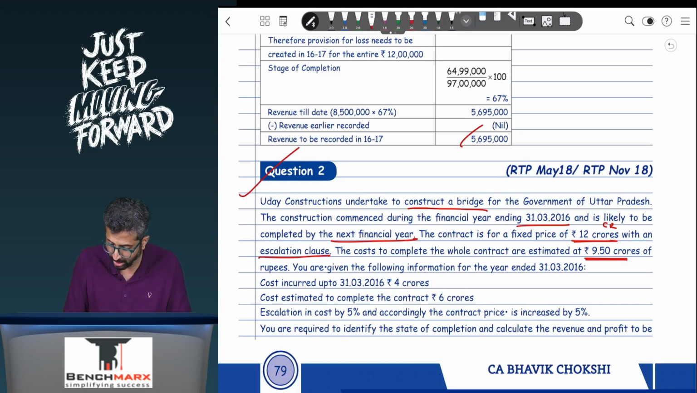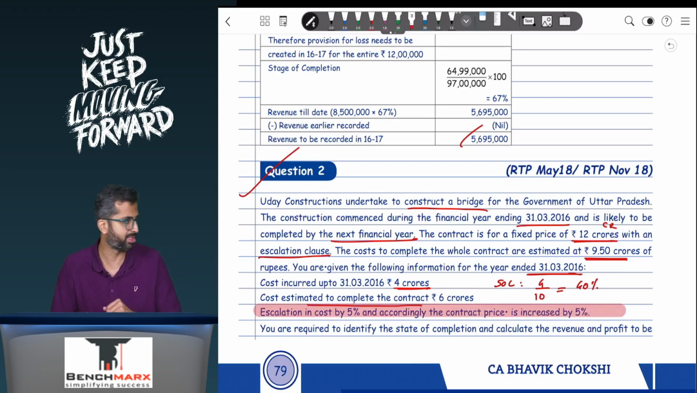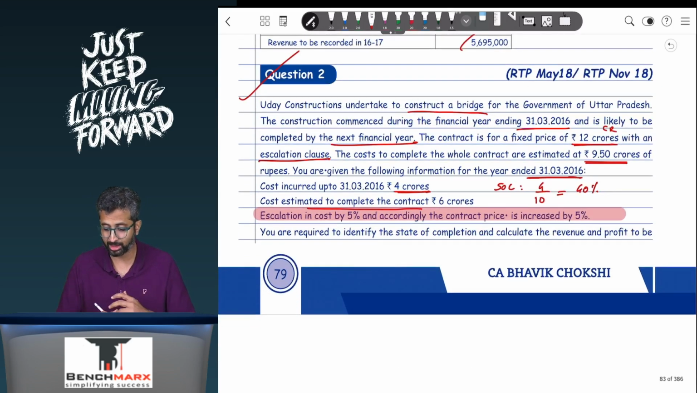You are given the following information for the year ended 31st March 16. Cost incurred up to 31st March is 4. Cost estimated to complete the contract is 6, which means if you want to find your stage of completion, this is 4 upon 6 plus 4, that is equal to 40% as your stage of completion. The escalation, this is the important line over here, the escalation is 5%, and according to the contract, the price increases by 5%, which means by the end of the year you expect an escalation, and hence the total contract price instead of 12 will now be 12.6 crores.